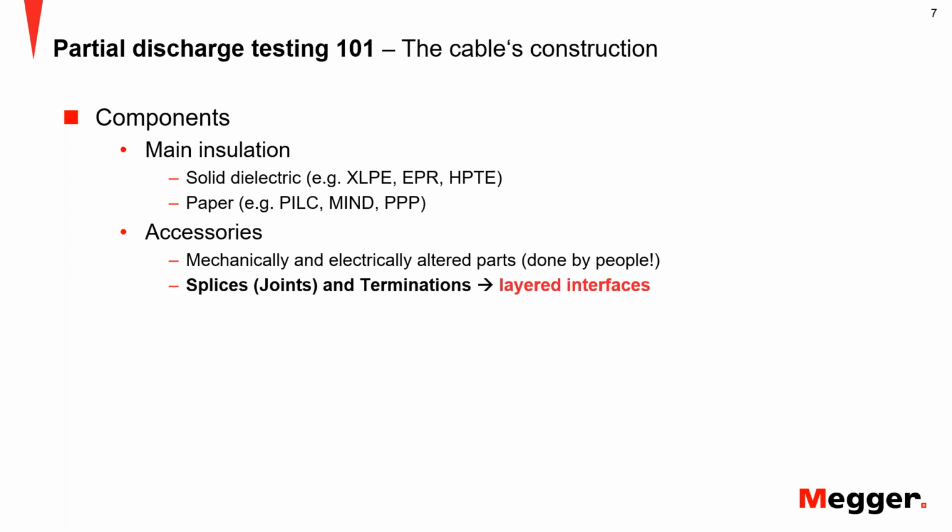The other thing to consider is the accessories. So everything that is not coming out of the factory on that cable drum is pretty much an accessory, namely splices, or in European terminology, in British English, everybody is calling that a joint. In the US, everybody calls that a splice. And you have end terminations. And very important, you will hear this repeatedly throughout the webinar: the accessories are considered to be so-called interfaces, layered interfaces. Just keep this in mind. This will come back later on.